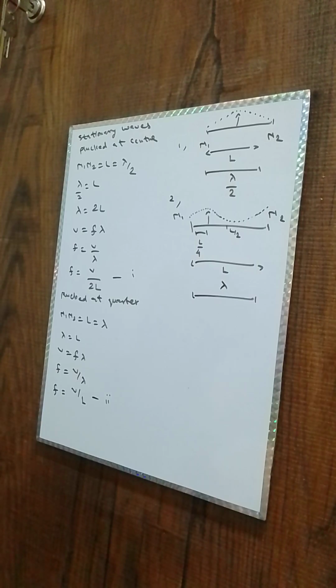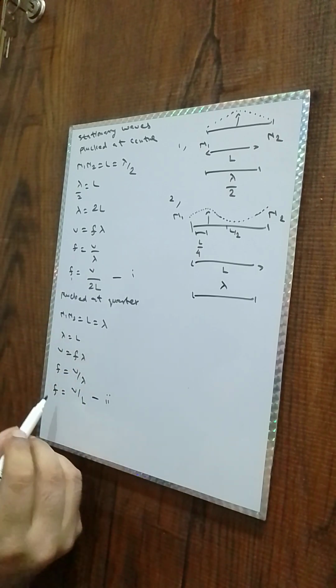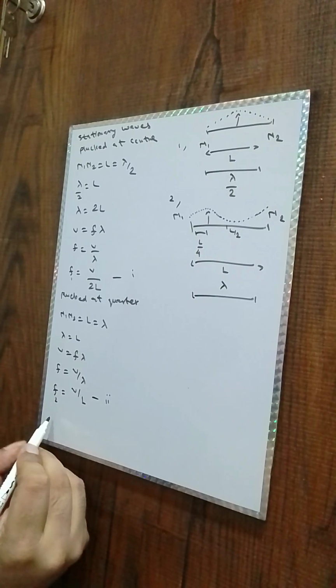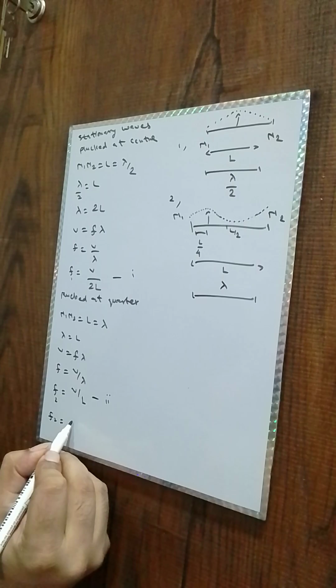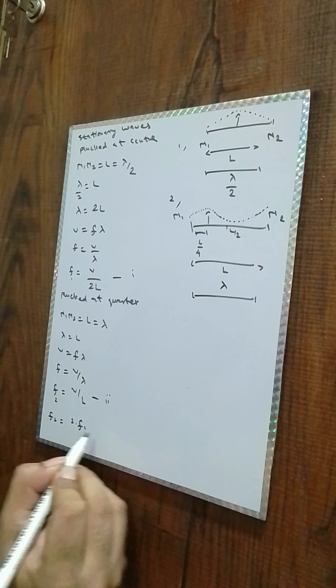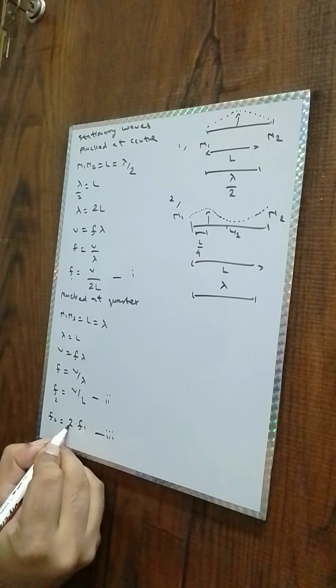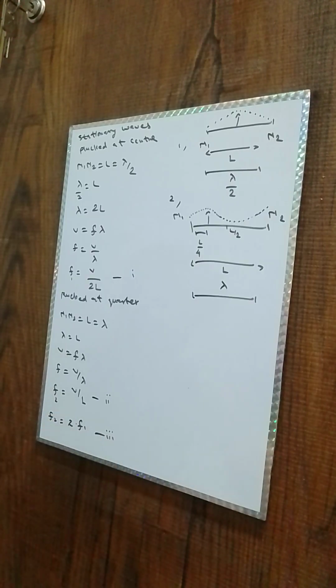So one thing we can notice is that if we call them f1 and f2, simply f2 is equal to 2 times f1, and this goes in progression in the case. The second frequency is in this situation 2 times the first frequency.